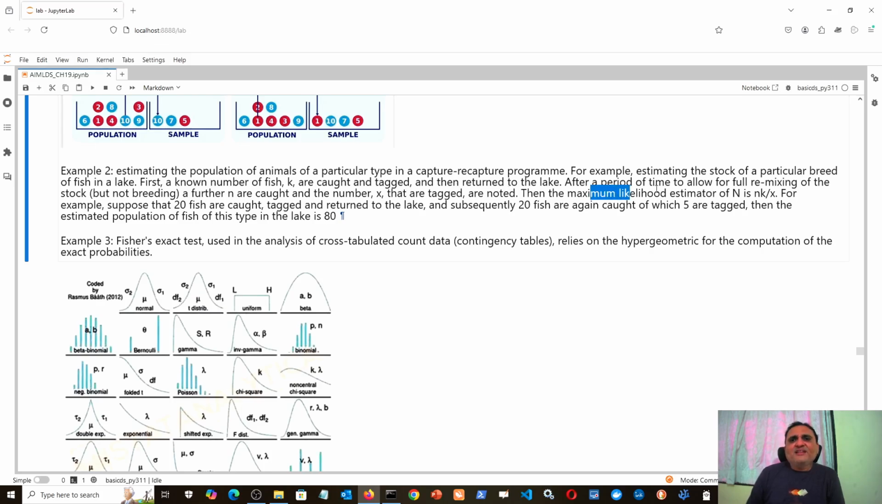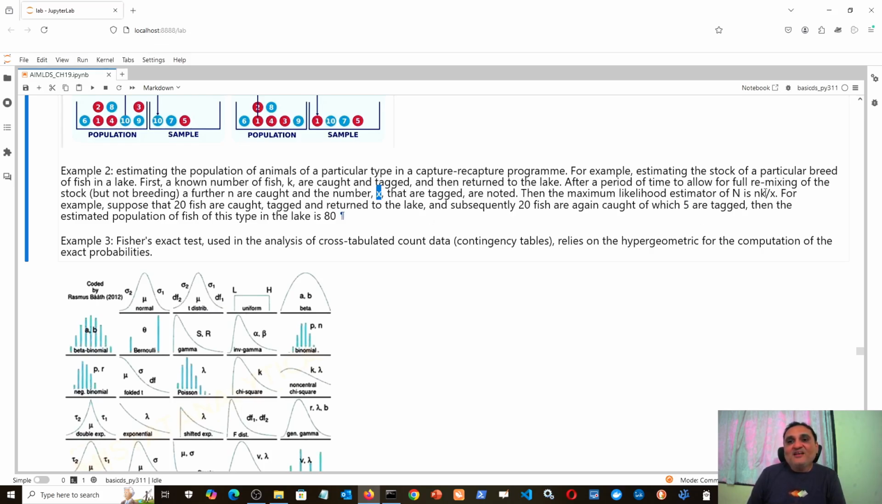Okay, so then the maximum likelihood estimator of N is Nk divided by X. For example, suppose that 20 fishes were caught, tagged and returned to the lake, and subsequently 20 again are caught. They were checked for tags, and it is found that 5 are this time having tags. So this X is equal to 5.